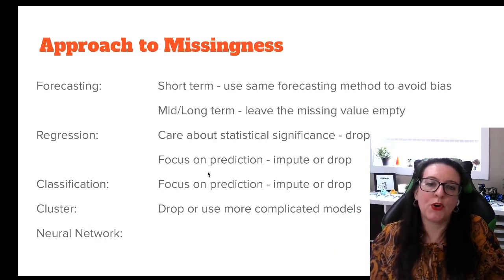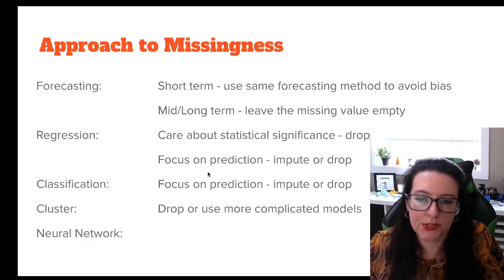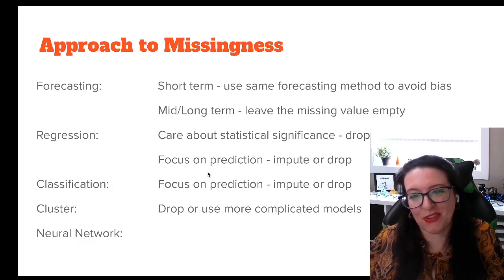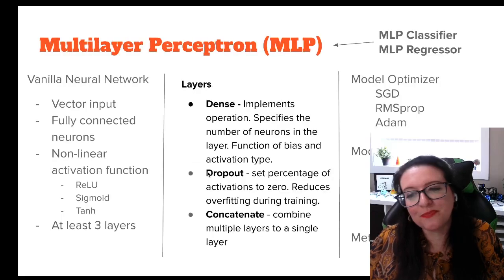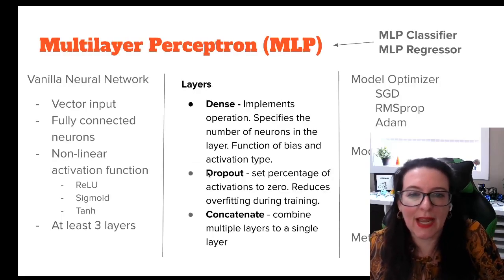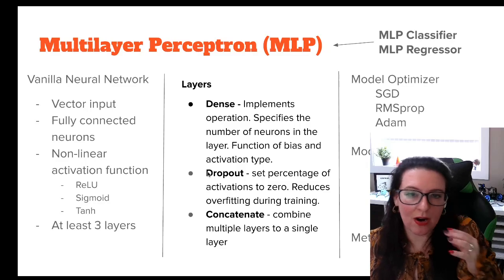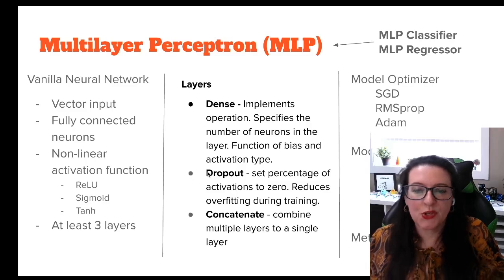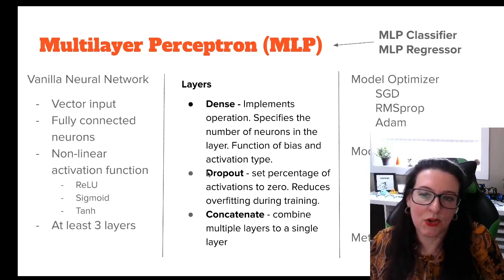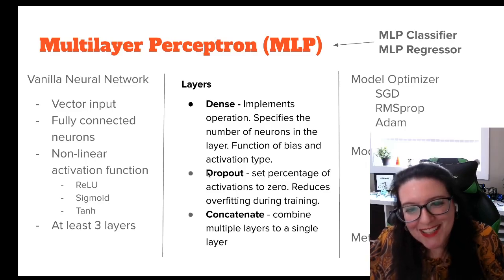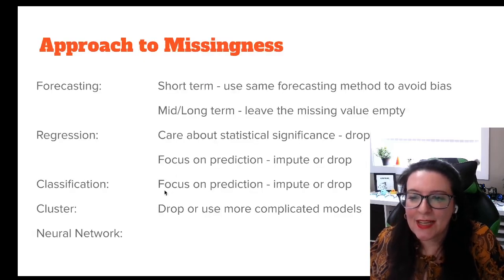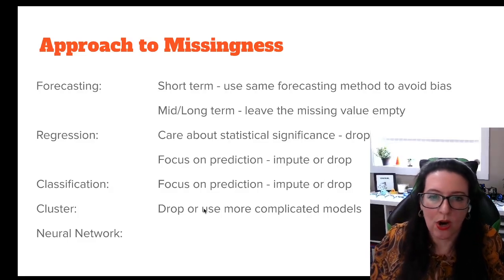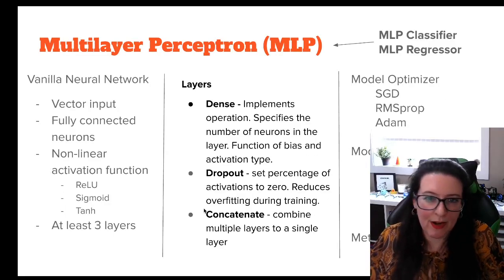So our last one, neural networks. The most basic form of a neural network is a classification model or a regression model. In fact, multi-layer perceptrons are either a classification model or a regression model. So if we're looking at these very vanilla basic neural networks, they are classification or regression models, in which case we're focused on prediction and we should impute or drop. So we treat them very much the same.